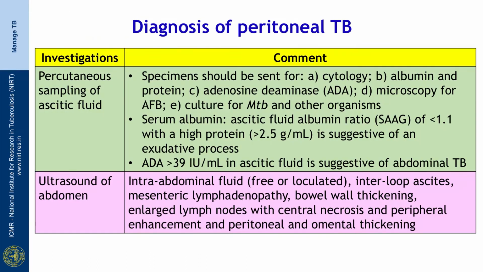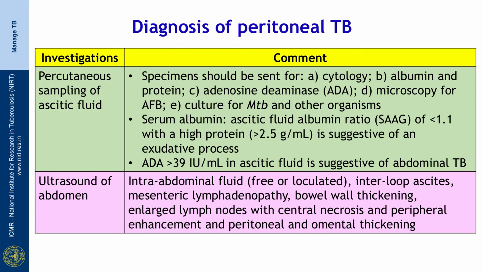For peritoneal tuberculosis, the simplest test is to do percutaneous sampling of the ascitic fluid, and this specimen should be sent for cytology, albumin and protein, ADA levels, and microscopy for AFB and culture and other organisms. A serum to ascitic fluid albumin gradient of less than 1.1, or a high protein content in the peritoneal fluid, is suggestive of an exudative process indicating it could be tuberculosis. Also an ADA level of more than 39 international units is suggestive of abdominal tuberculosis.